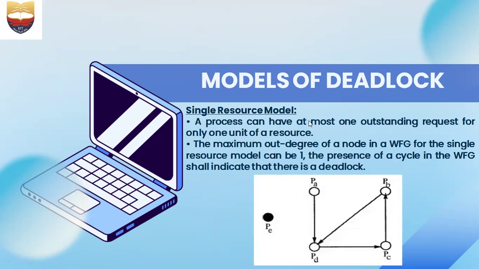Single resource model. A process can have at most one outstanding request for only one unit of a resource. The maximum out degree of a node in a wait-for graph for the single resource model can be 1. The presence of a cycle in the WFG shall indicate that there is a deadlock. The following figure explains that.